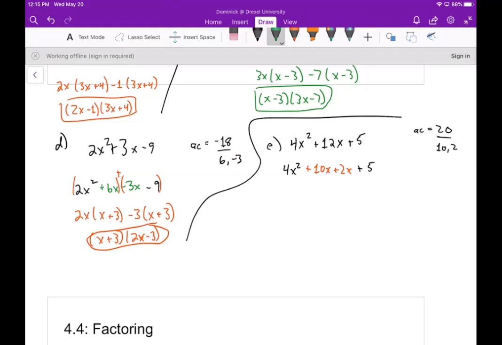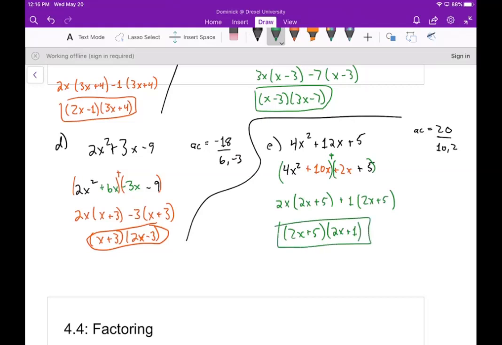So now when I factor by grouping, in my first two terms, I have a 2 and an x that I can take out. I'll be left with a 2x plus 5. Then the next one is already 2x plus 5, so I'm just going to factor a 1 out again. Both of those things match, so now take it out, 2x plus 5, and what do I have left over? 2x plus 1. Okay, so that's how we can handle the case if our A term is not 1.